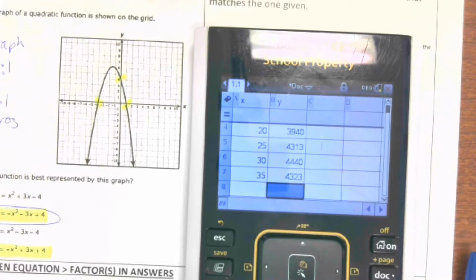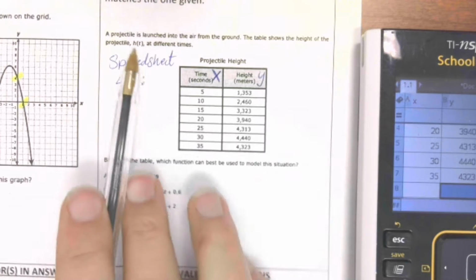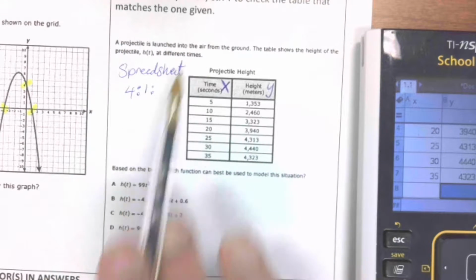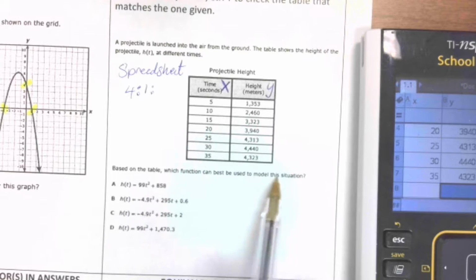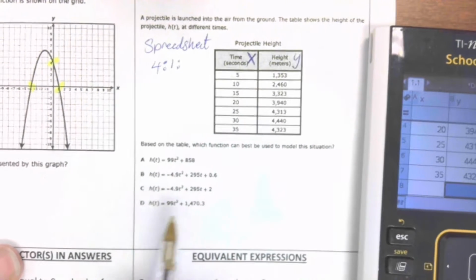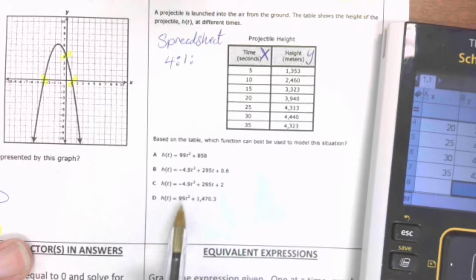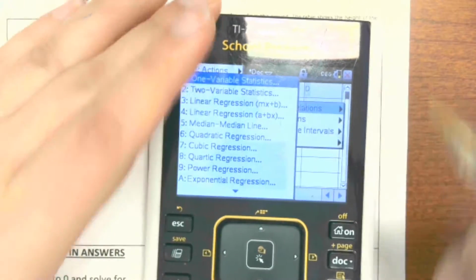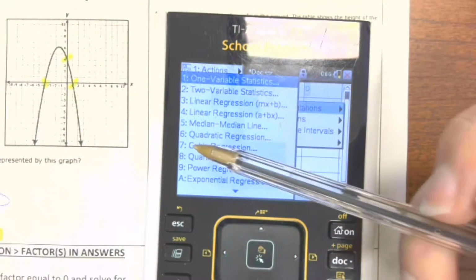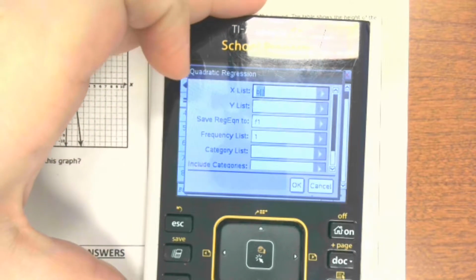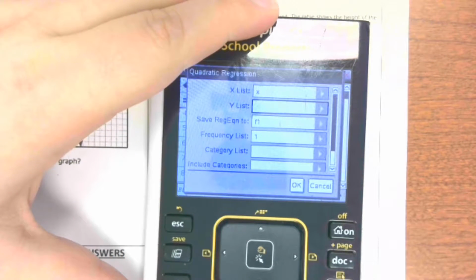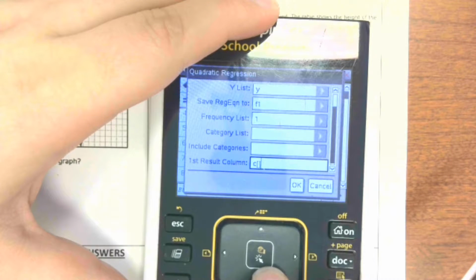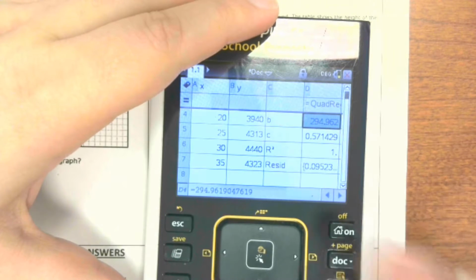Now comes the part where you have to look at your answer choices and the key vocabulary in the problem. Height at different times. We want to model the situation. Okay? Well, all of my answers have a squared term, a t squared. So I'm going to go to menu 4, 1, and a squared term means quadratic. So it's going to be 6. X, then Y, and just leave everything else the same. Okay? Boom, pops that out for me.